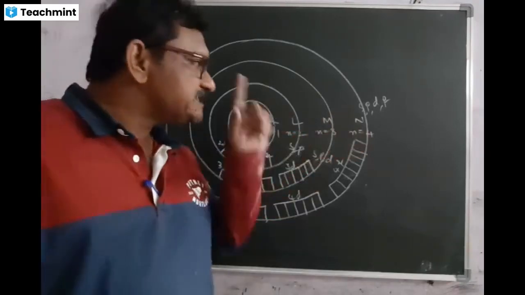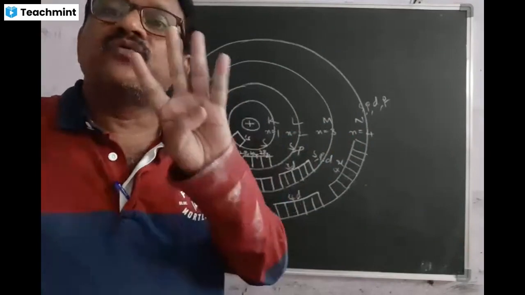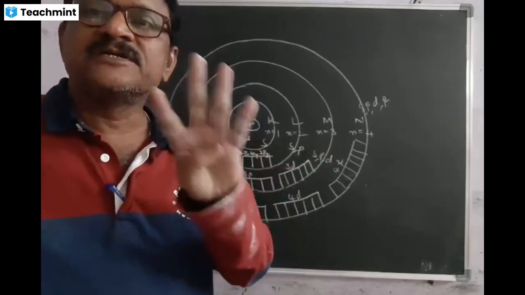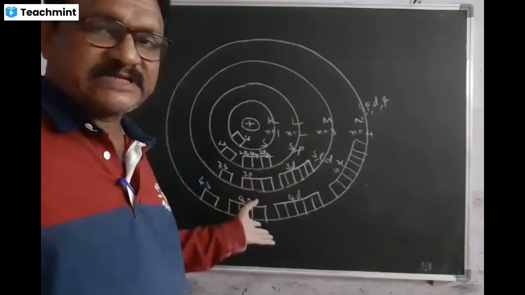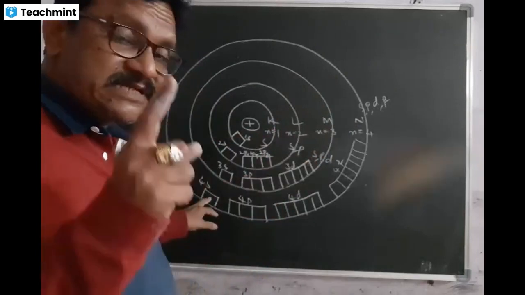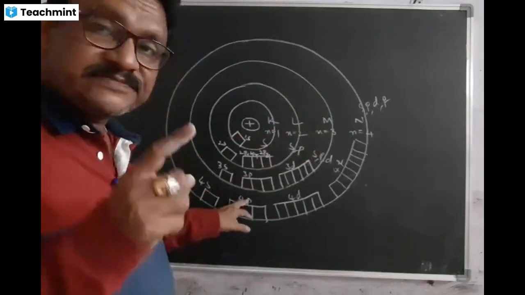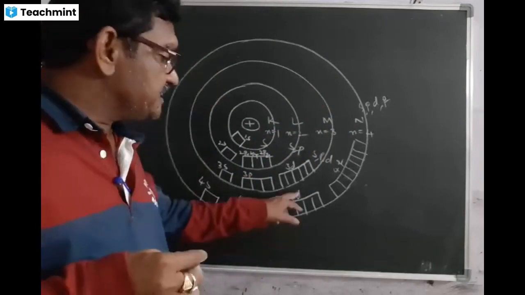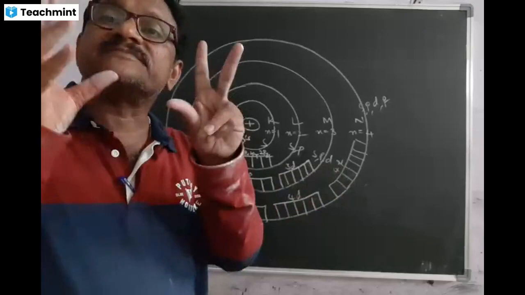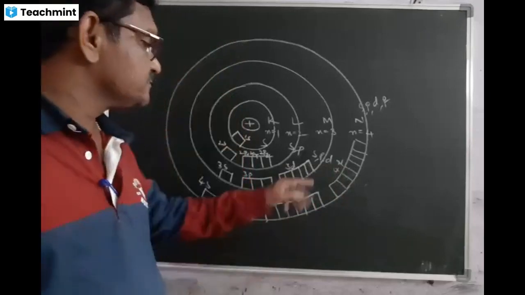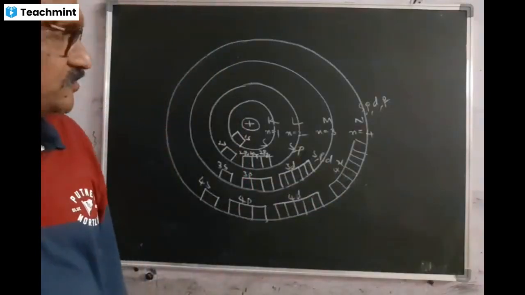Then the fourth shell contains how many subshells? 4 subshells. Each subshell contains different orbitals. For example, the s subshell contains only 1 s orbital. The p subshell contains 3 p orbitals. The d subshell contains 5 d orbitals. The f subshell contains 7 f orbitals. Okay.